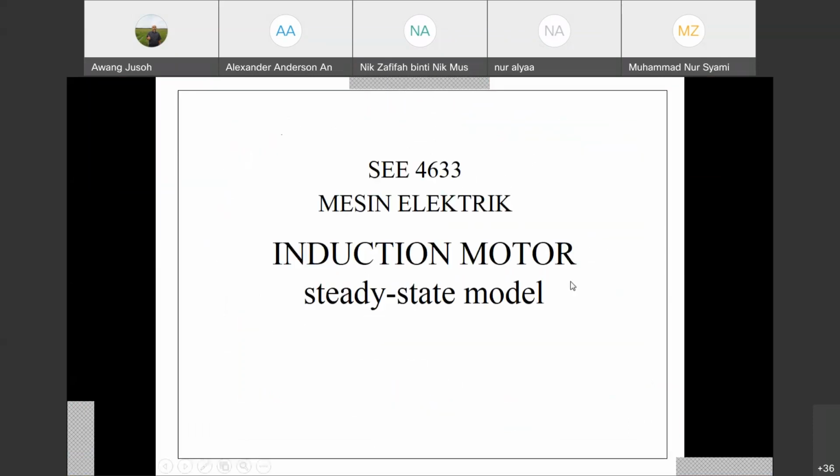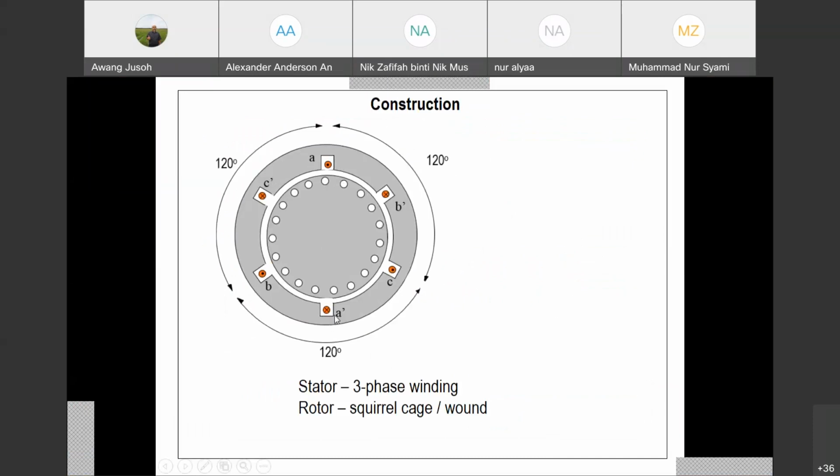Okay, this is your diagram from just now. You have A, A bar, B, B bar, with A and B at 120 degrees. This is your stator winding A, B, C. The angle between A and B is 120 degrees, the phase shift. B and C are 120 degrees, C and A are 120 degrees.